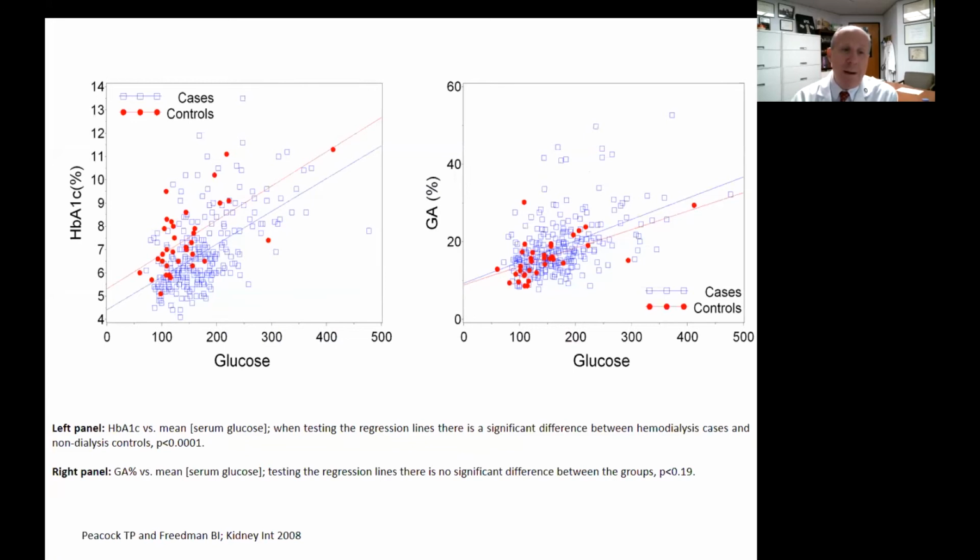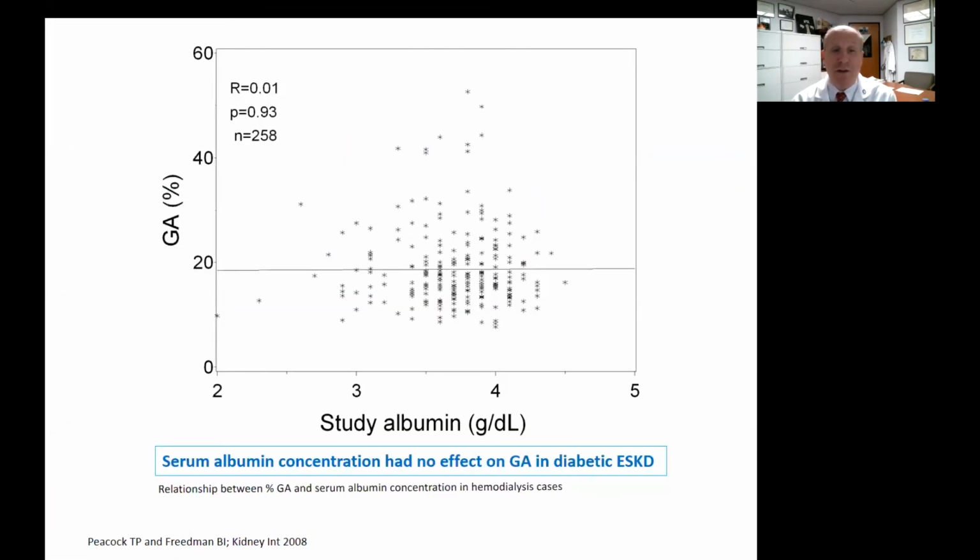We then did a plot of the relationship between the hemoglobin A1C and the glycated albumin compared to the glucose. And I want you to see the A1Cs in cases and controls are statistically significantly different. The slope of the curves was p less than 0.001. For glycated albumin, the curves are much closer together. They are not statistically significantly different. The p-value is 0.19.